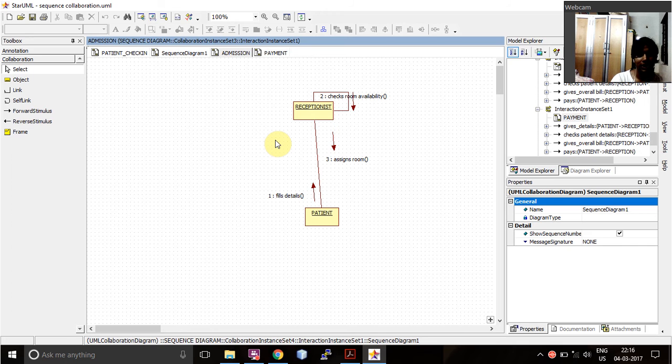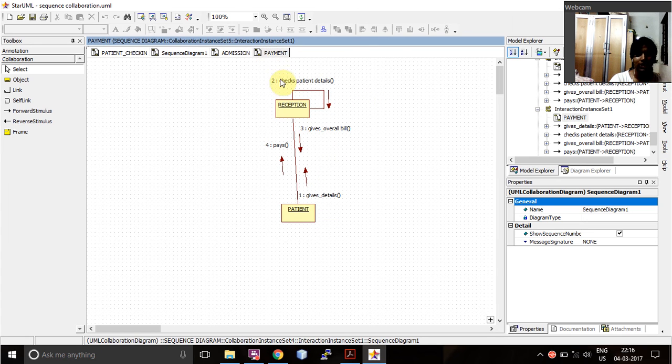Now, my third functionality is the patient getting admitted. So here I have two objects, that is receptionist and patient. First of all, the patient fills the details regarding his needs, his necessities and all. Then the receptionist checks for the room availability. Once she checks, he assigns a respective room to the patient.